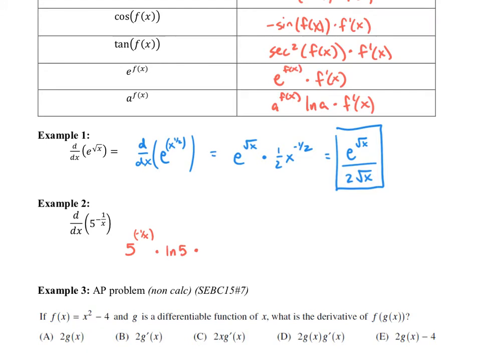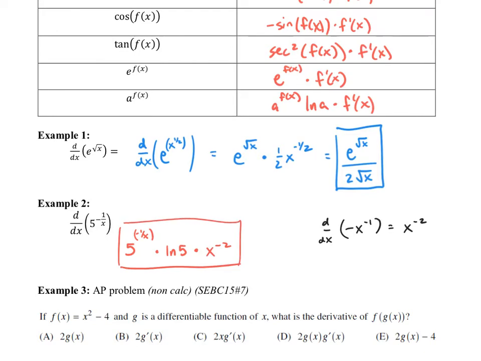So this is negative x to the negative first. So if we were to take the derivative, we bring down that negative, so it's positive x, and then we decrease that by 1. So it's x to the negative second there. And then we could certainly rewrite that, but let's not bother right now.